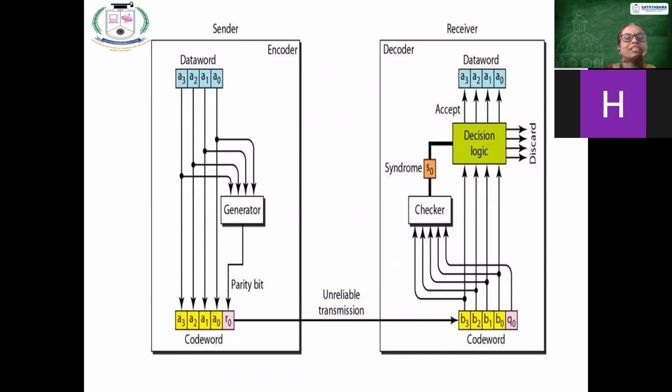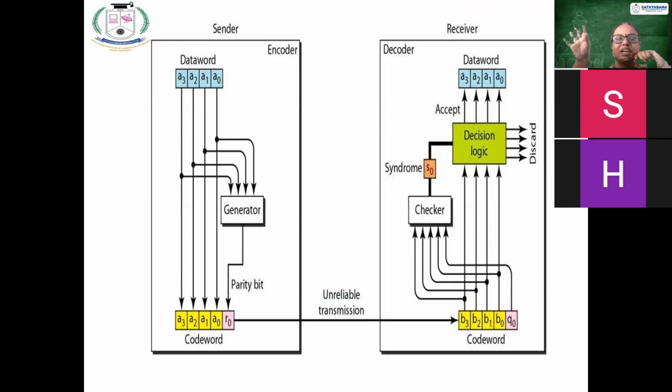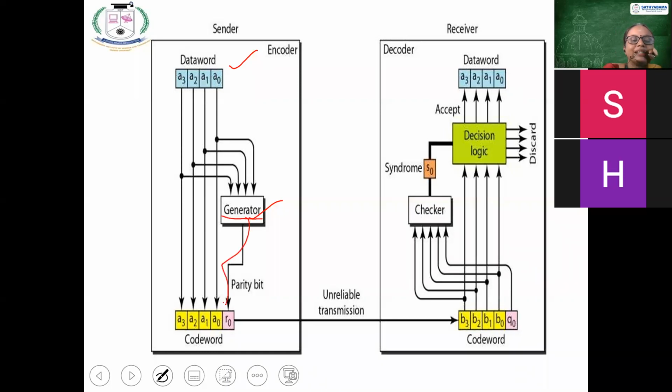So you just see, this is the diagram. Sender and receiver are there. This is my data word, having 4 bits. And I told you the generator is nothing but adding the parity. There are so many algorithms. We have seen vertical redundancy check, longitudinal redundancy check, cyclic redundancy check. So it will follow one generator, and here the parity bit is added.